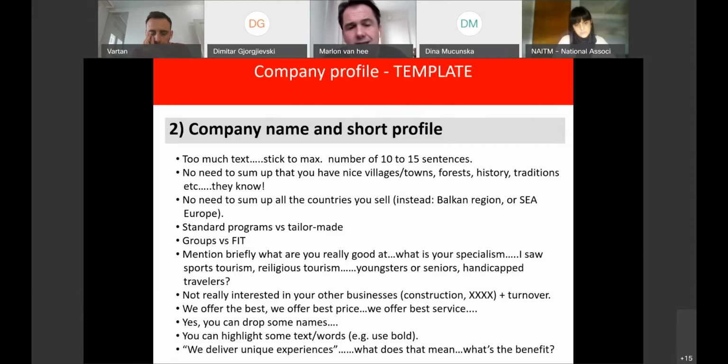In your introduction, yes, you can drop some names, like we do business with Corendon, we do business with Studiosus, one of the biggest tour operators based in Germany. It can help, but don't exaggerate too much. You can highlight some text and words. As part of your short profile, you can highlight some important words by using bold. So for example, if you do handicapped travel, but you also sell trips to non-handicapped people, you can highlight handicapped people because that is something special.